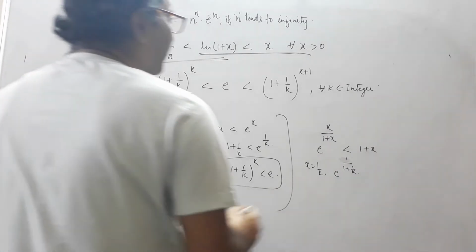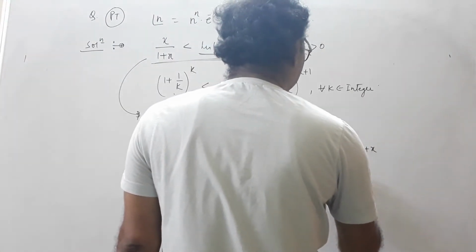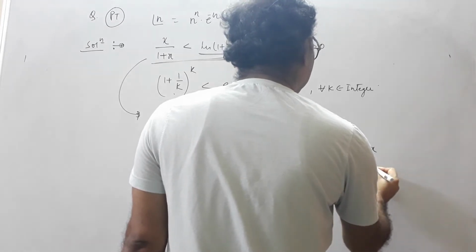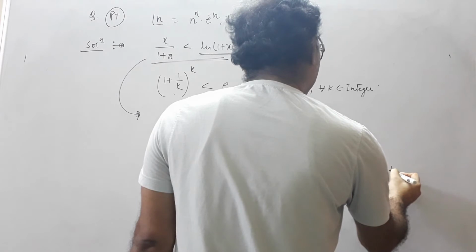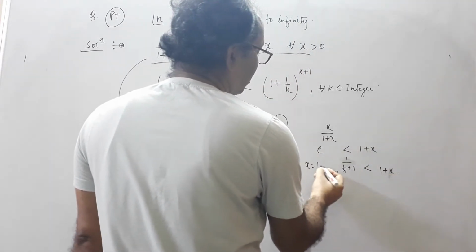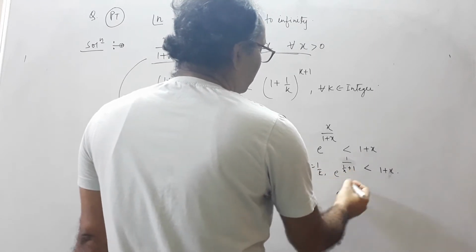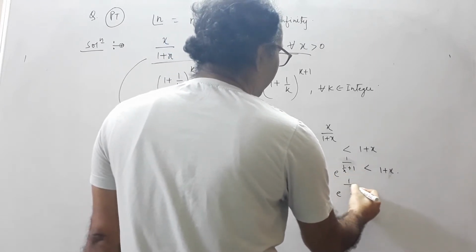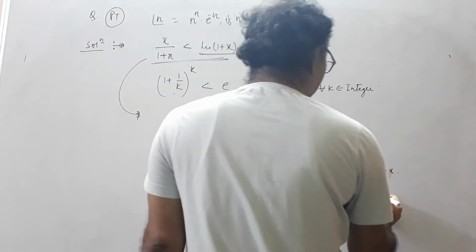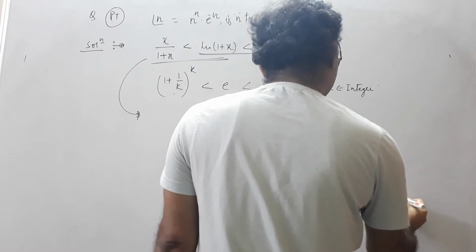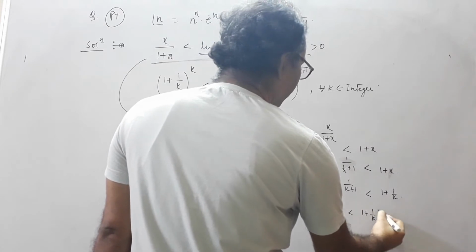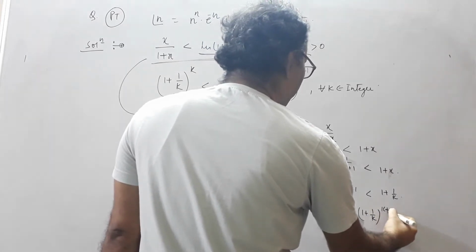1 by x is equal to k, so we can write this as 1 by (1 plus x) plus 1 less than 1 plus 1 by x. Okay. Now if we put x is equal to 1 by k, so 1 by x is equal to k, then what shall we get? 1 by (k plus 1), okay, is less than 1 plus 1 by k. Now e is less than (1 plus 1 by k) to the power k plus 1.